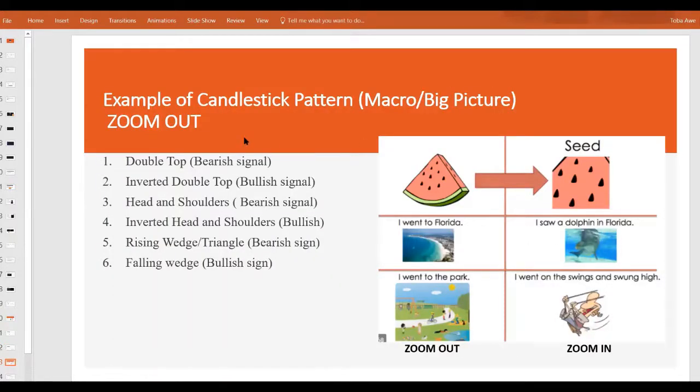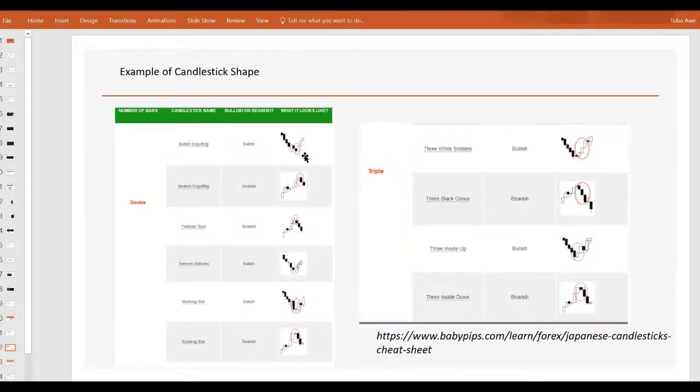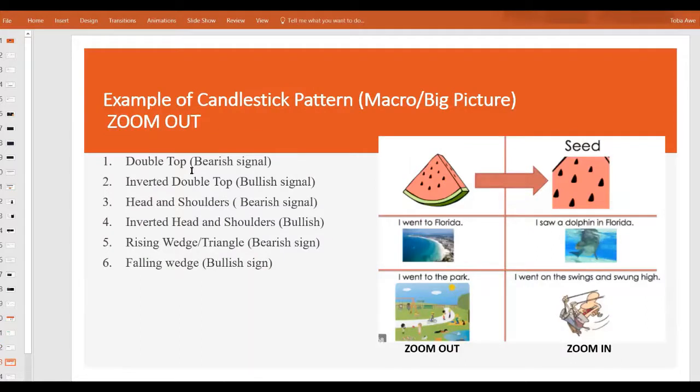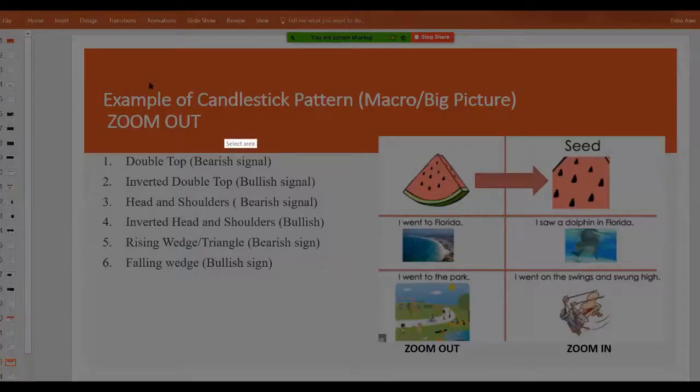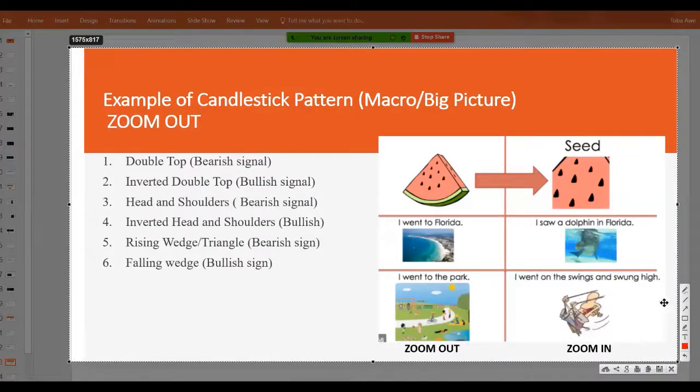So still on candlestick charts, but this time around we are zooming out. Remember, here we were just looking at individual candles, but now we are looking at the market condition as a whole from the candlesticks. Zooming out means you are looking at a bird's eye view of the market. Unlike the previous slide, where we were looking at individual candlesticks, now we're looking at the broader view of the market, the macro or the big picture.